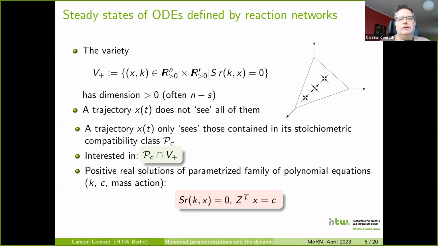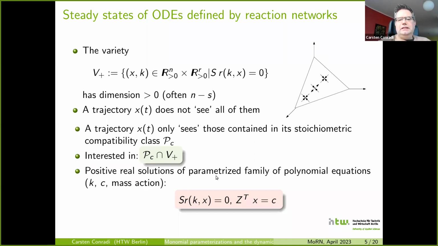It only cares about those that are contained in its particular stoichiometric class, in its particular triangle. And I try to put this triangle here again, as a reminder. So the trajectory, wherever I start in this triangle, only cares about these 3 points that I have depicted here, and not about the dimension or the shape of this variety. So actually what one is studying is the intersection of these stoichiometric classes with the variety.